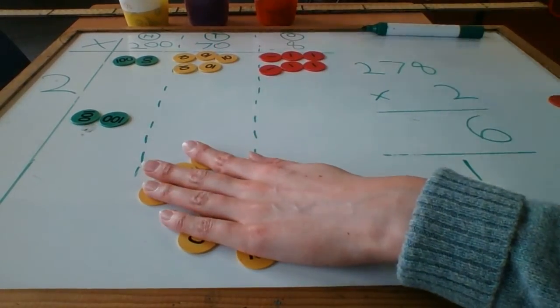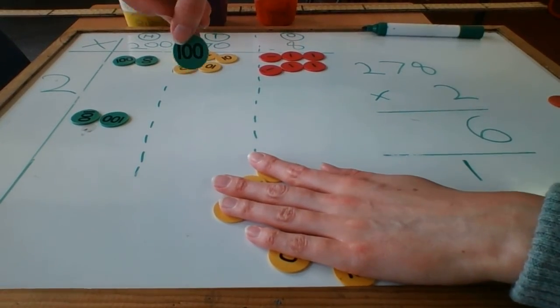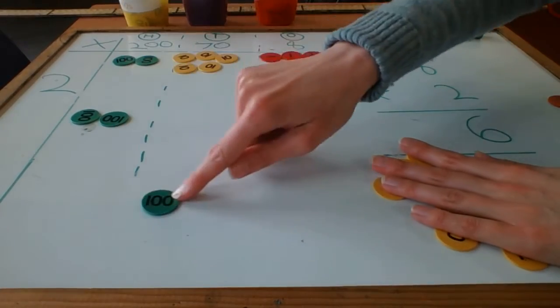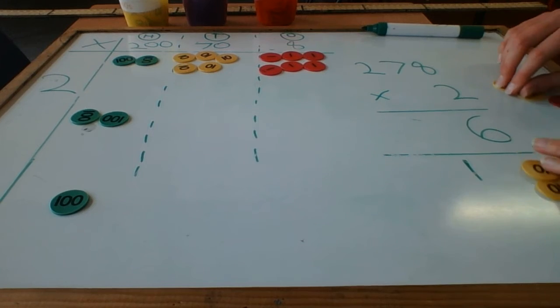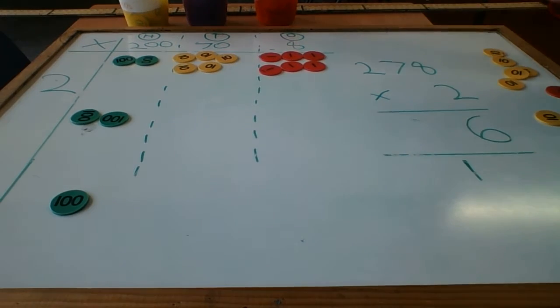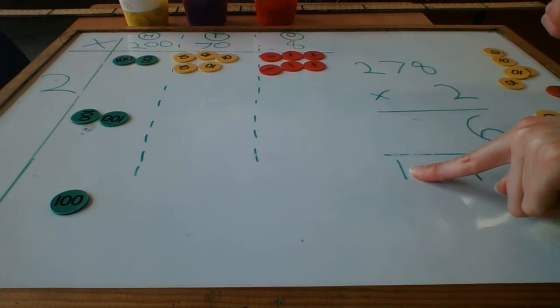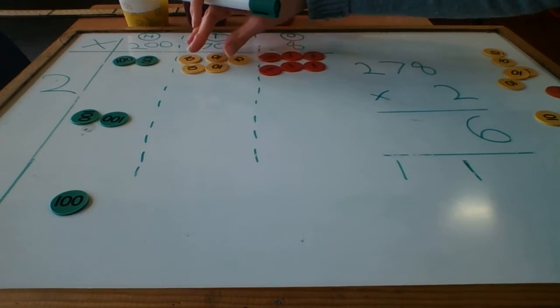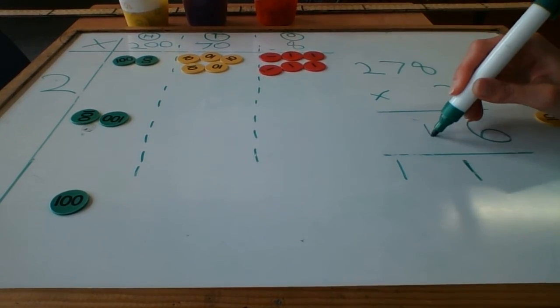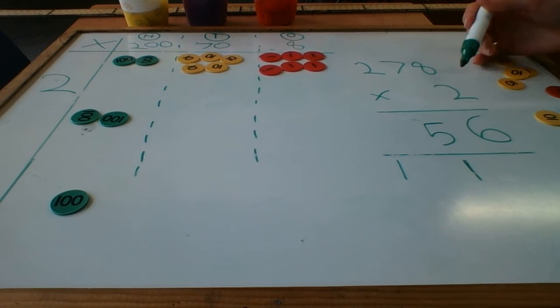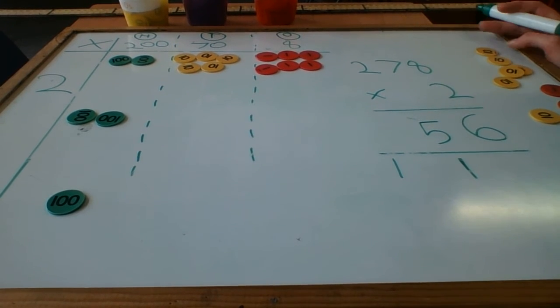I can take these 10 tens and change it for 100 and put that 100 under the hundreds column over here. So they put the 100 under the hundreds column and 5 tens. 150 was 2 times 70.